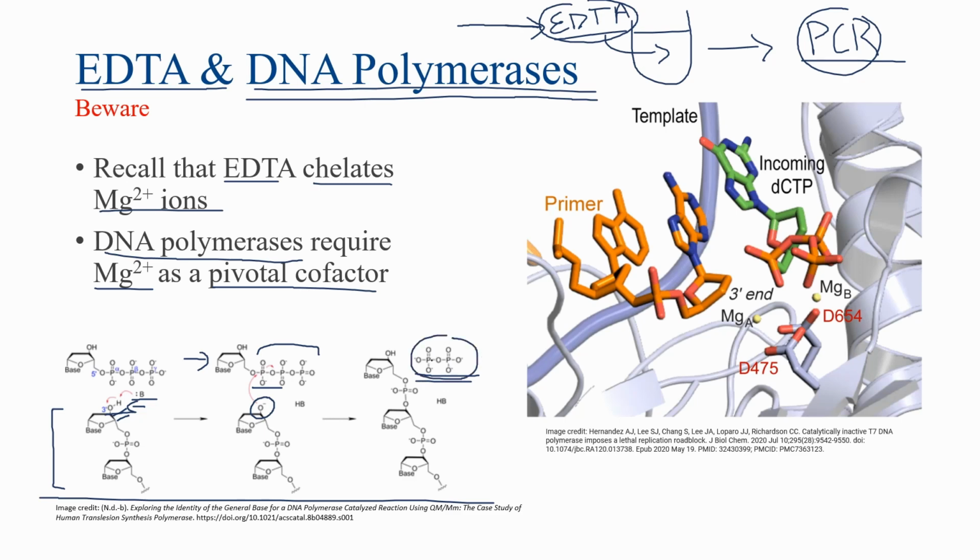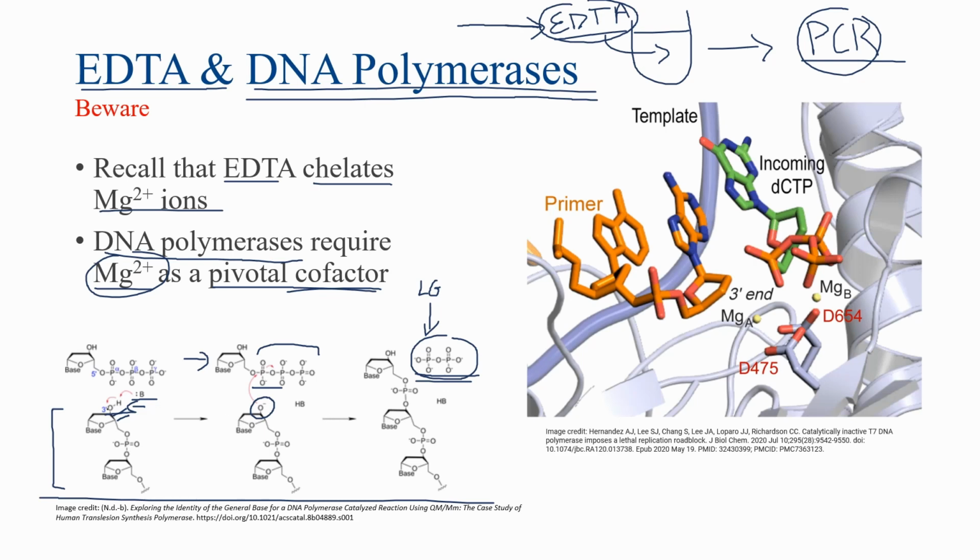Recall that when you have a reaction, you want the reaction to proceed such that it forms a stable structure, and the leaving group must be stabilized in the process. So this is where the role of magnesium ions that are in association with the DNA polymerases comes in handy. And this is why magnesium ions are used as cofactors within DNA polymerases.